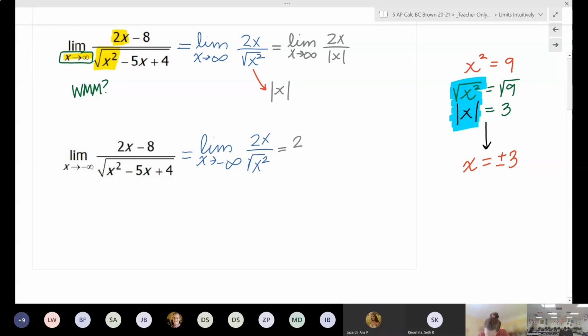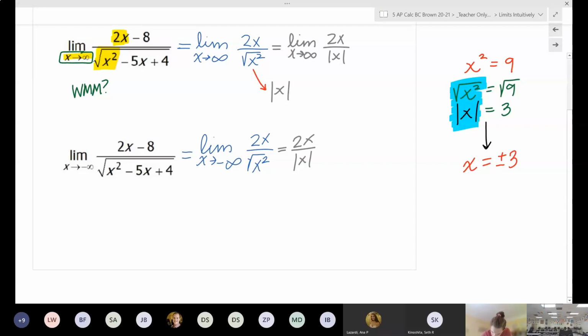So when I'm looking at 2x over the absolute value of x, this is where the intuitive part comes into play, because technically we can't cancel those x's. One is inside of the absolute value, the other one is not. But we can kind of imagine if that absolute value was not there, they could cancel out. But when they cancel out, it could be a positive one, or it could have been a negative one, depending on what that x value is.